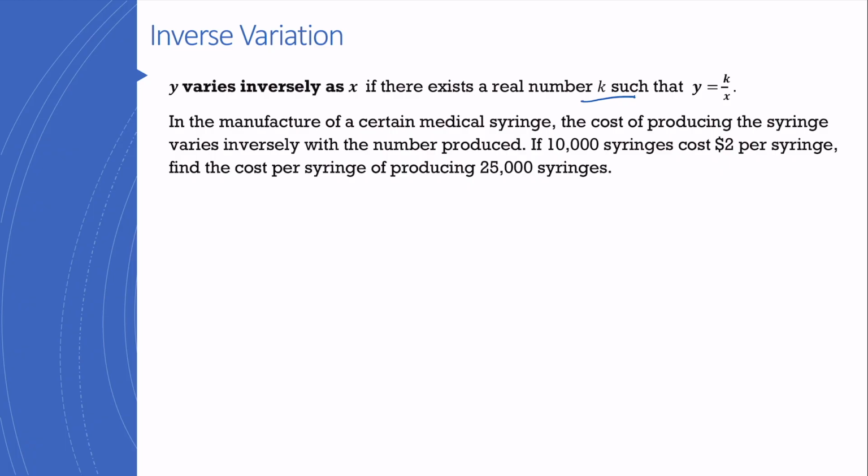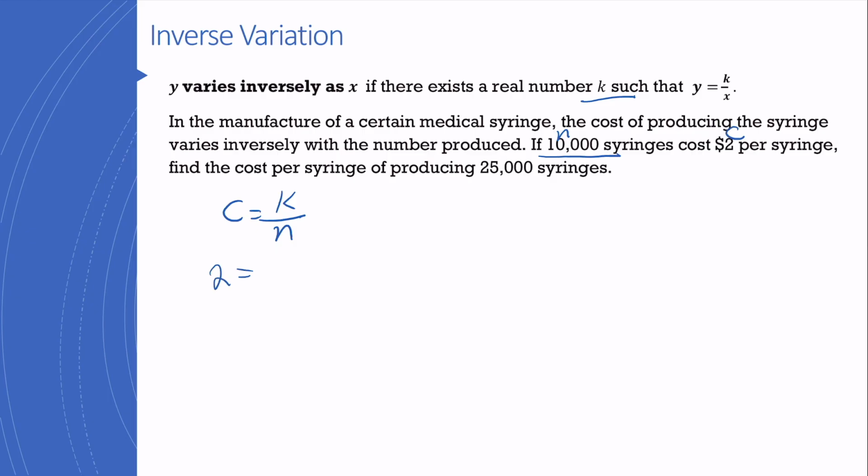So our example is that in the manufacture of a certain medical syringe, the cost of producing the syringe varies inversely with the number produced. And this is true if you've had to order t-shirts for a club or anything. You'll see that the more t-shirts you buy, the cost of those t-shirts goes down because it's easier to produce things in bulk. So I know that my cost varies inversely with the number. So I picked C for cost and N for number. If 10,000 syringes cost $2 per syringe, I need to find the cost per syringe of producing 25,000 syringes. So this is my initial number, and this is my initial cost.